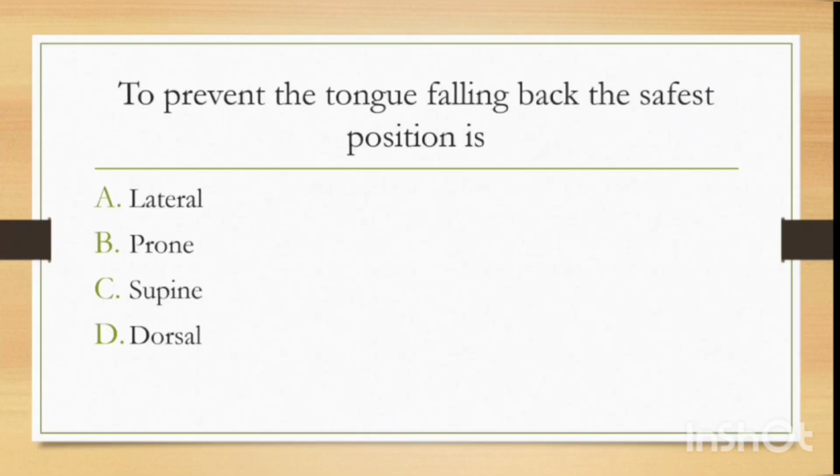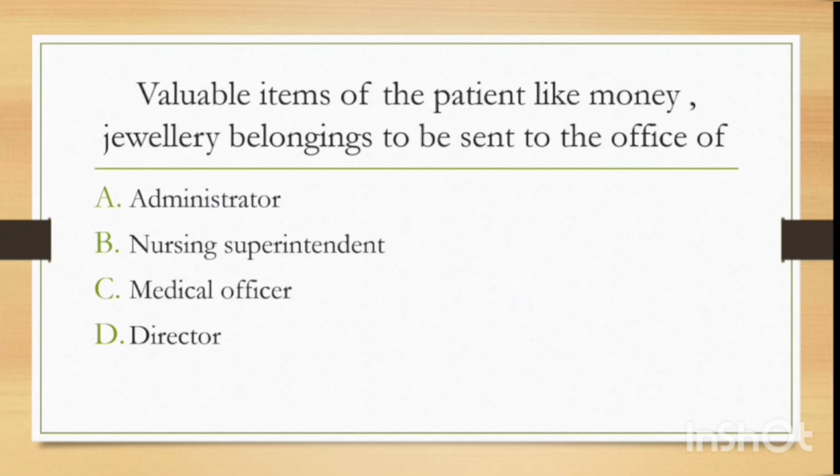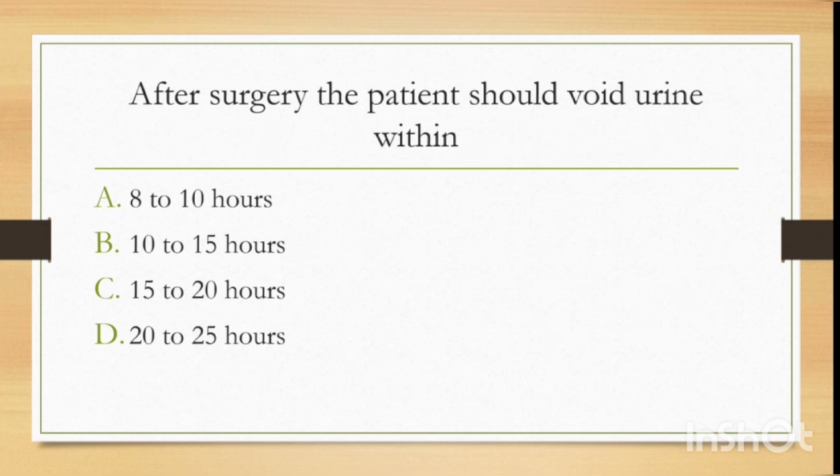To prevent the tongue falling back, the safest position is lateral. Valuable items of the patient like money, jewelry, belongings to be sent to the office of the administrator. After surgery, the patient should void urine within 8 to 10 hours.